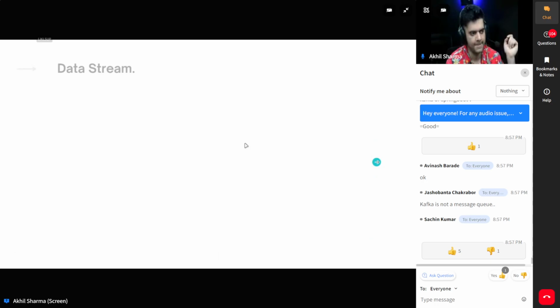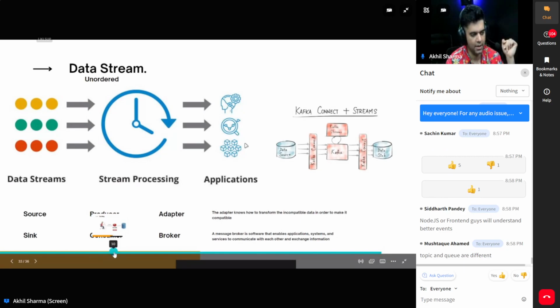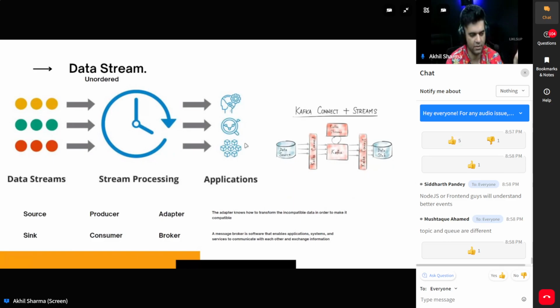Then you have data streams. Data streams process data in real time. So you have sources and you have producers, consumers. Now you don't need to get into all this in depth because today we're just talking about very basic stream processing. You don't have to know the underlying concepts of how something like Kafka works. We won't get into that today, but you need to know that data streams basically work in real time.